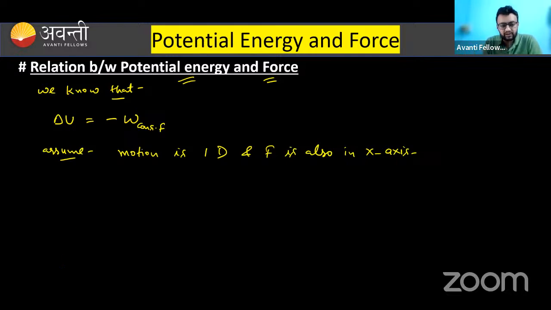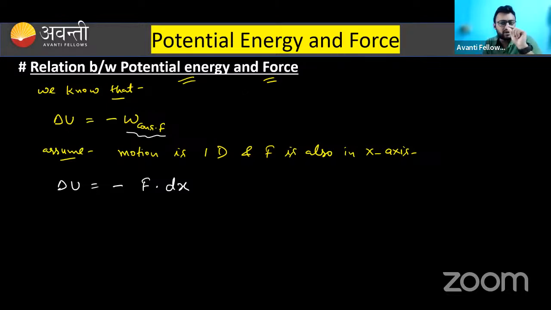Further, we will modify it for three-dimensional motion. And right now, if I write, work done can be written as, negative is already present, work done can be written as force dot displacement. Let's take the displacement as dx, because we are considering the motion in the x direction. So this is the relation.